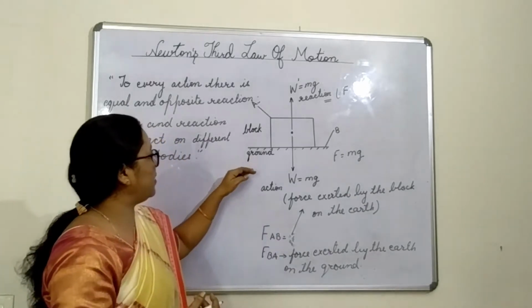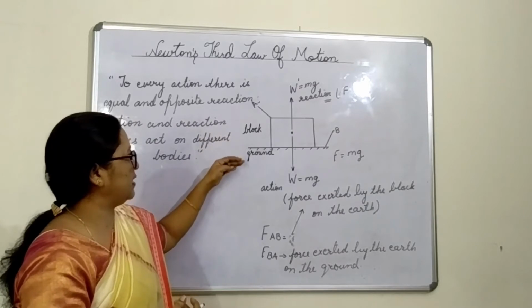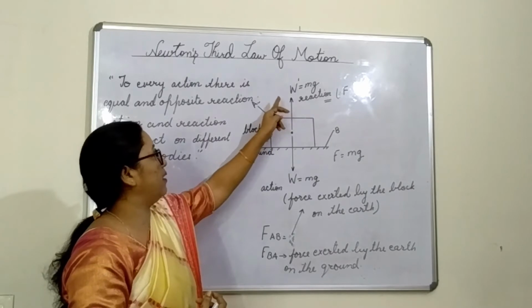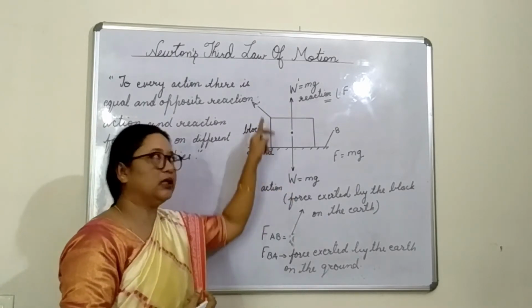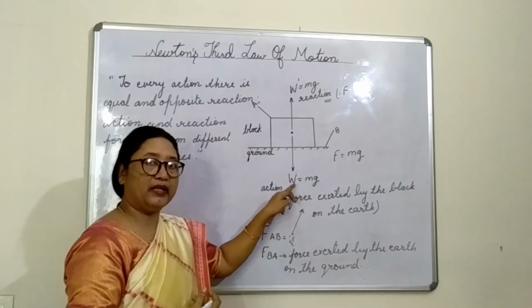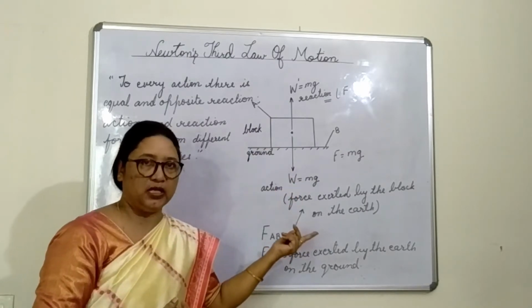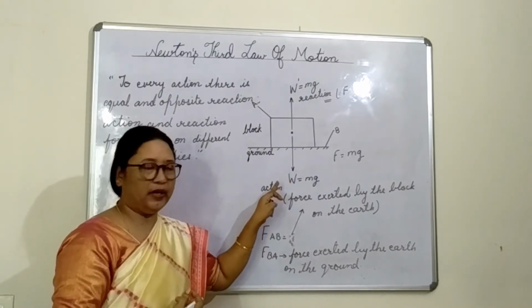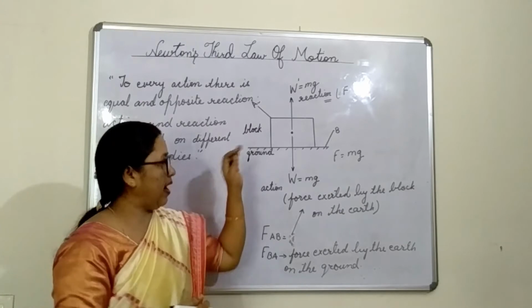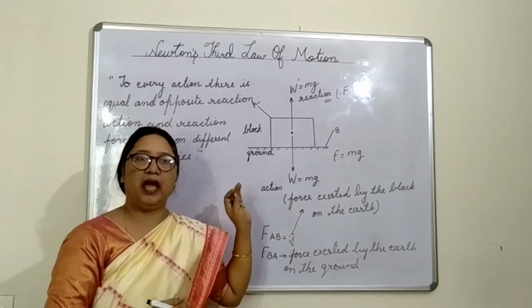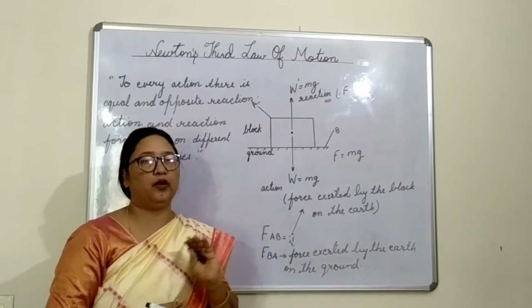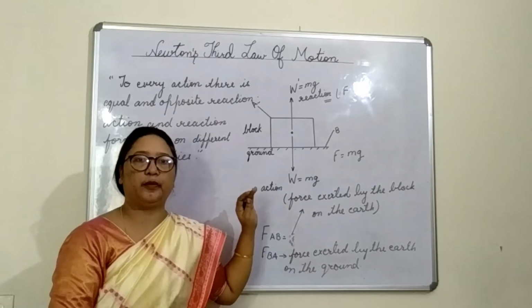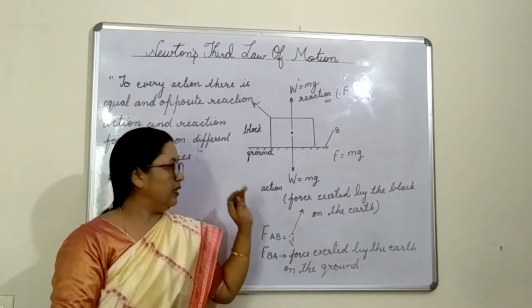Then action and reaction, as I said just now, are acting on two different bodies, so we can't cancel them. Although the magnitudes are equal, they are acting on two different bodies, so we just can't cancel the action and reaction magnitudes. Next thing, although the magnitudes are equal, the acceleration which is produced will not be of equal magnitude.